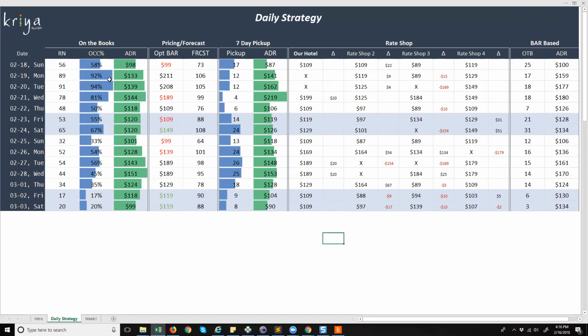Taking a look at next week, it looks like we have a pretty soft Sunday night. We're only at about 58%, and this is coming up in 3 days. Monday is very close to the sellout already. We're at 92%. Next Tuesday's at 94%. Wednesday still needs a little bit of help. We still have some rooms to sell on Wednesday night.